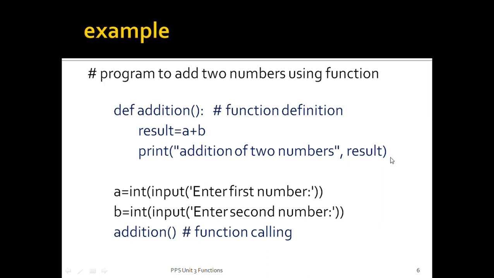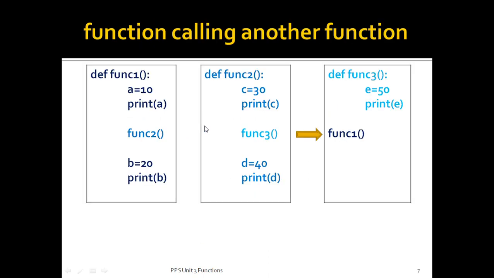So the function call statement invokes the function. When a function is invoked, program control jumps to the called function and executes the statements that are part of that function. Once the called function is executed, the program control passes back to the calling function. So this was the example. Now let's see the next, function calling another function.